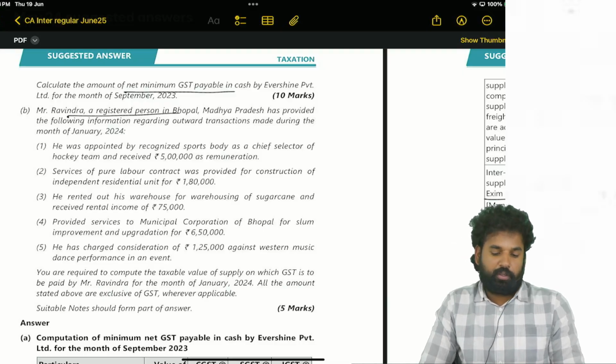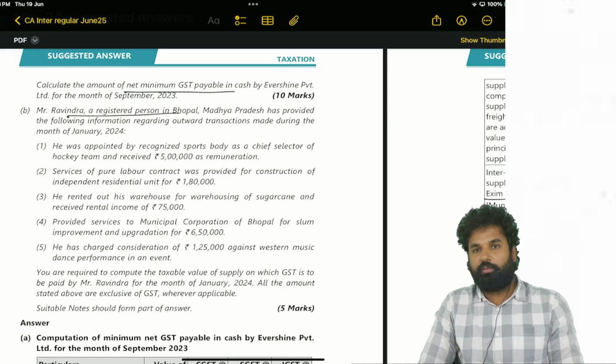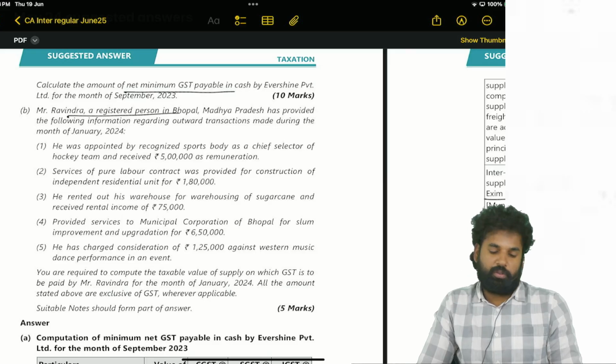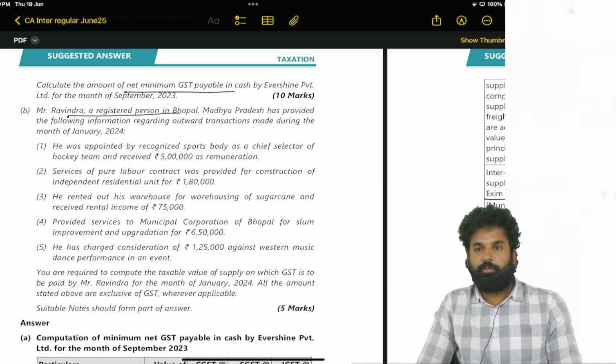So chief selector of a hockey team. We have seen that. What is that for a recognized sports body as an umpire, player? So in that, referees are covered. Chief selectors are covered. Curators are covered. Those are not covered, no? Okay, so if they are not covered, then it is taxable.